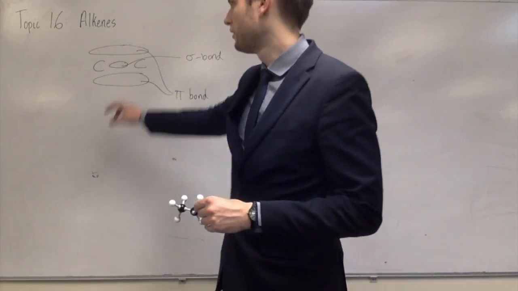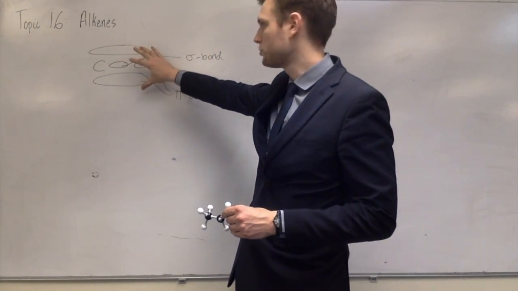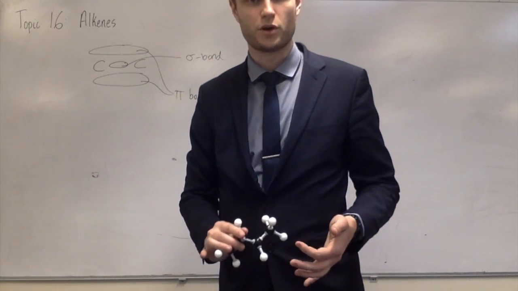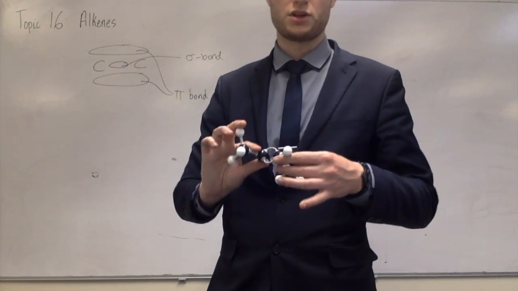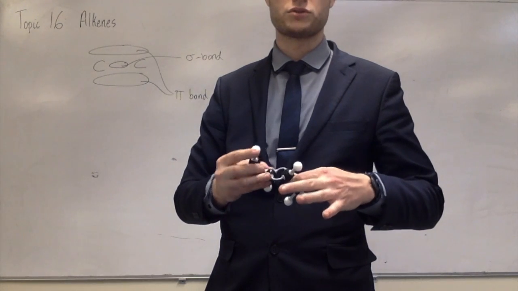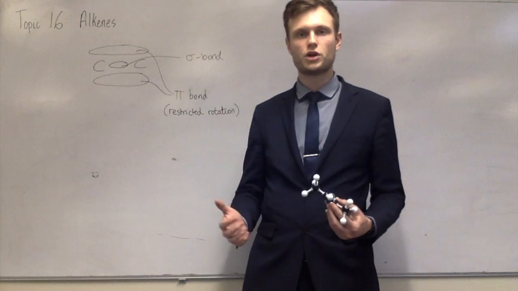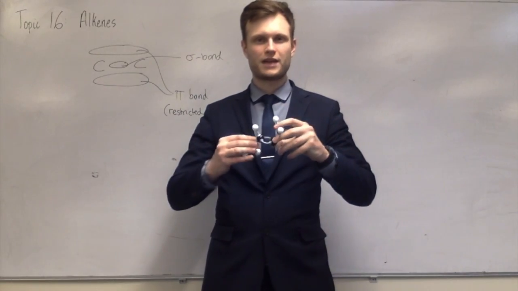It's because of this pi bond above and below that if you try and rotate one of the carbons, then you break that bond. And you can't just break bonds unless you've got enough energy to do so. And at normal temperatures, you can't break that bond. So at normal temperatures, you have a restriction of rotation around that bond. And that restricted rotation gives rise to a whole new kind of isomerism called stereoisomerism. Let me explain how that works.